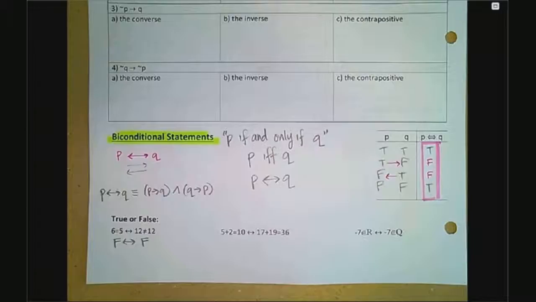5 plus 2 equals 10. That's false. We have false if and only if 17 plus 19 is 36. That's true. False if and only if true. Going in this direction, the antecedent is false, the consequent is true. That works. Going in the other direction, the antecedent is true, the consequent is false. That does not work. So we would say that this is false.